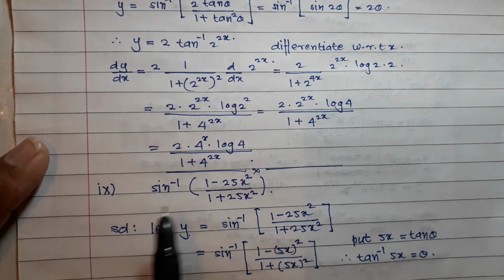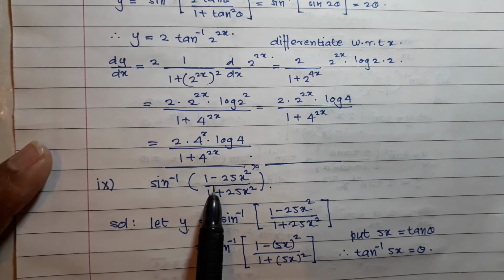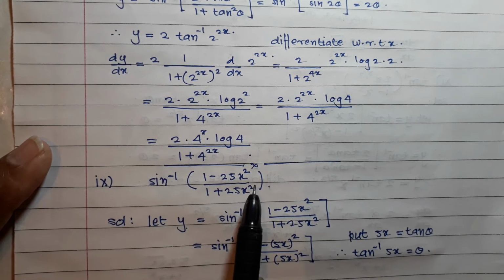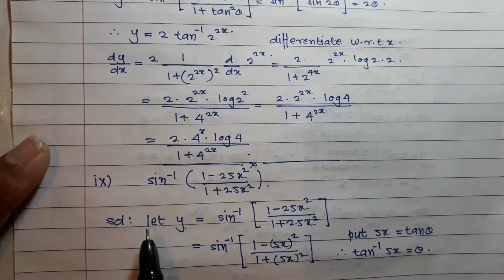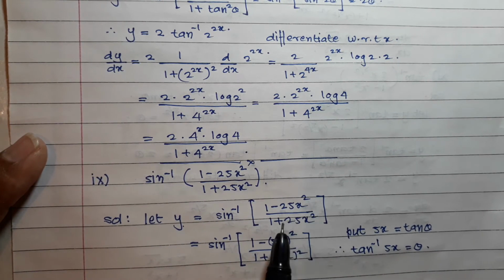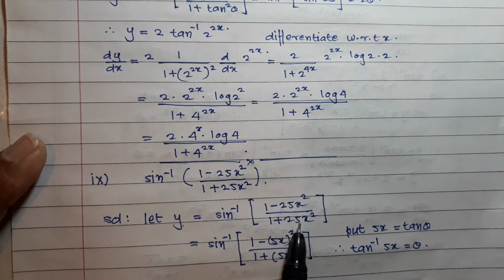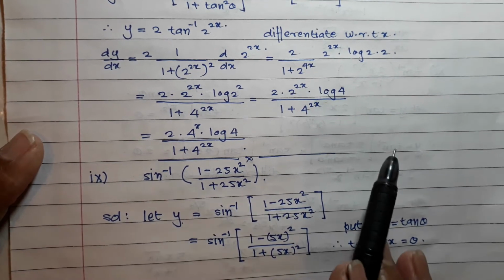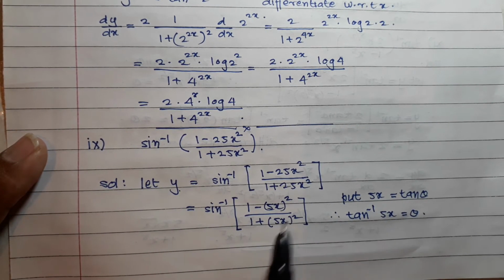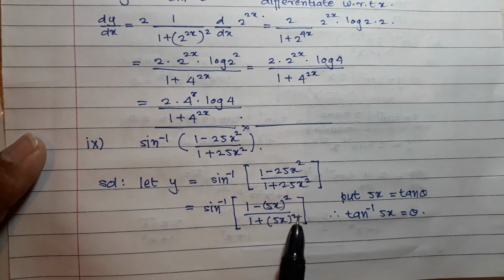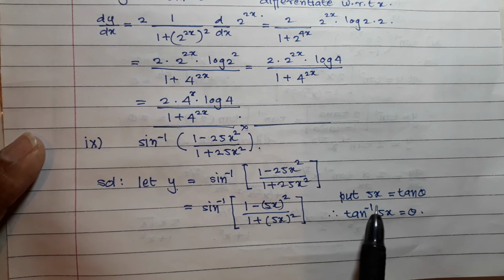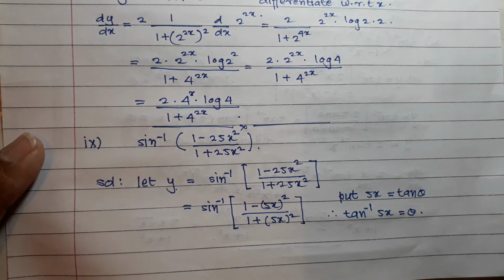Question number 9. Sin inverse of (1 minus 25x square) upon (1 plus 25x square). Let y is equal to sin inverse of (1 minus 25x square) upon (1 plus 25x square), which is equal to sin inverse of (1 minus (5x) square) upon (1 plus (5x) square). Put 5x is equal to tan theta and therefore tan inverse 5x is equal to theta.